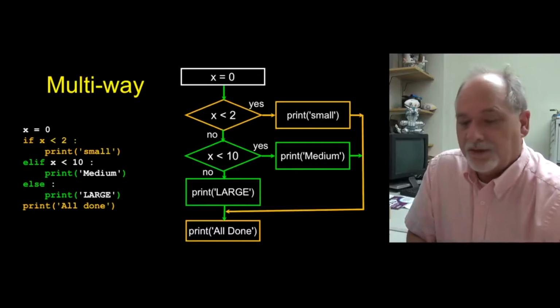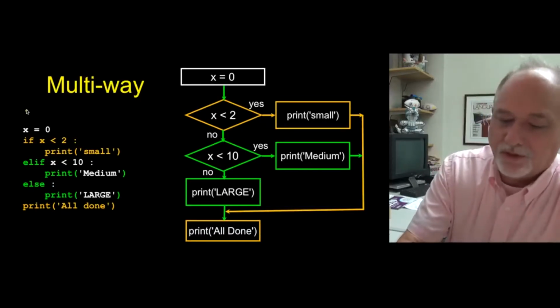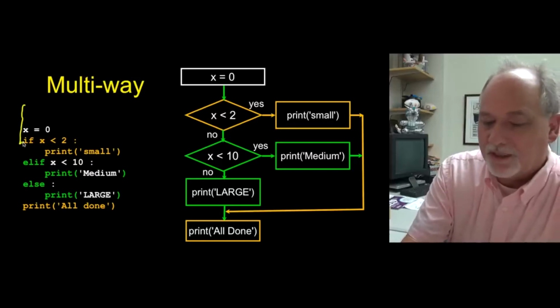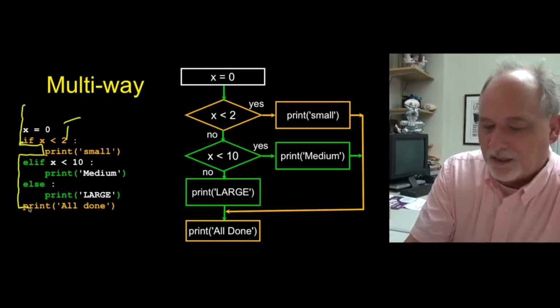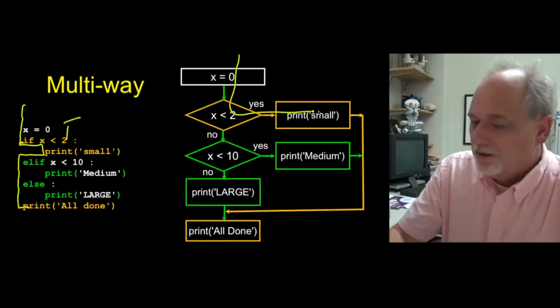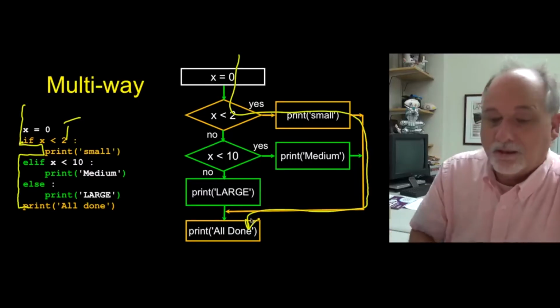So here are some examples of this. If we, for example, have x equals 0, it's going to come down here. x is less than, true. That's true. So it runs this code, and then it skips down to the end.